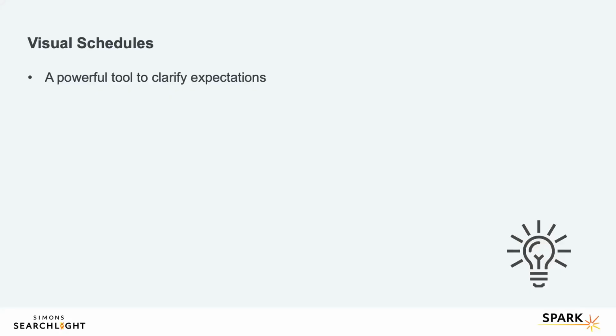Visual schedules are a very powerful tool to help clarify expectations about what is happening now, what is coming next, and sometimes even what is going to happen for the entire day. Many children have trouble transitioning from task to task, so this sets a clear expectation about what is going to happen and in what order.